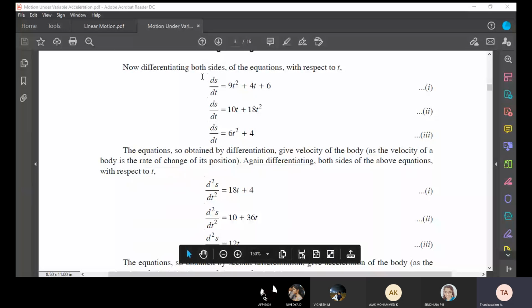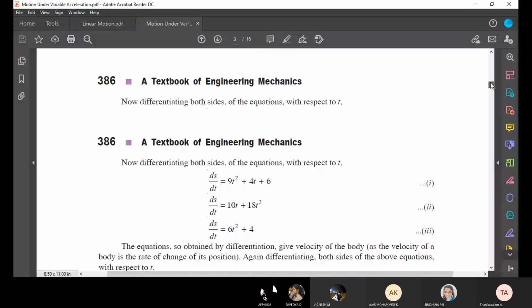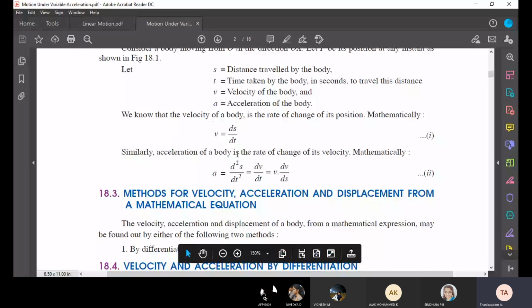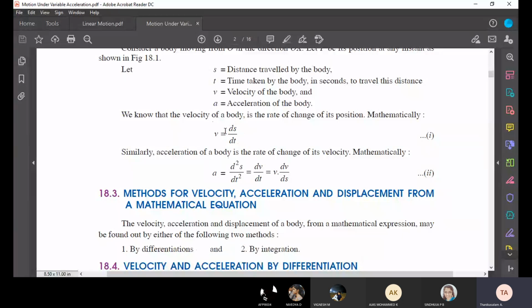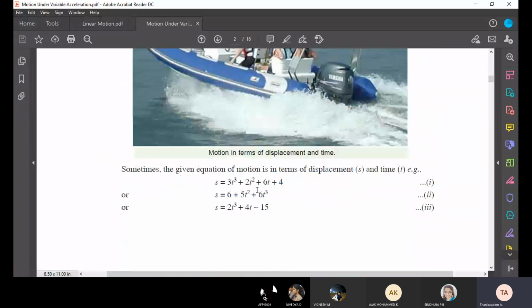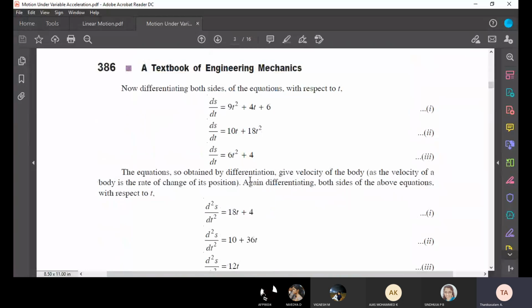Okay, this is the first differentiation. That is velocity. We know velocity equal to ds by dt. Suppose the equation is given, the first differentiation becomes velocity. Now the second differentiation, that is d squared s by dt squared or dv by dt. Now we want acceleration, so we differentiate this again.